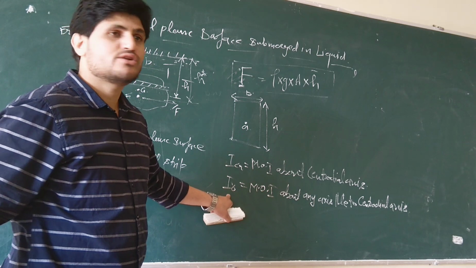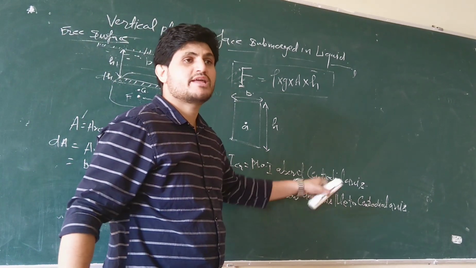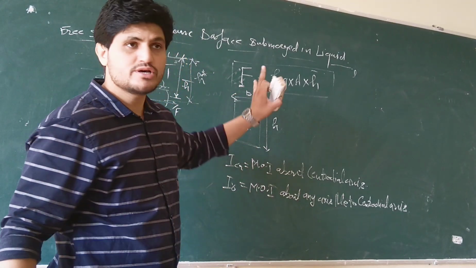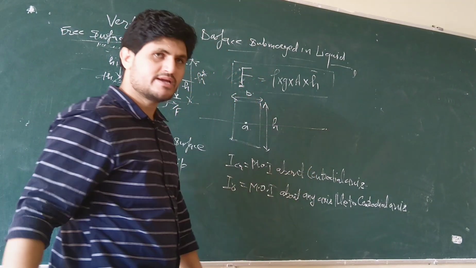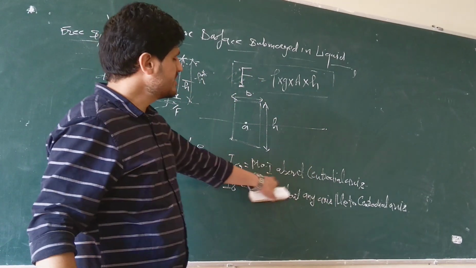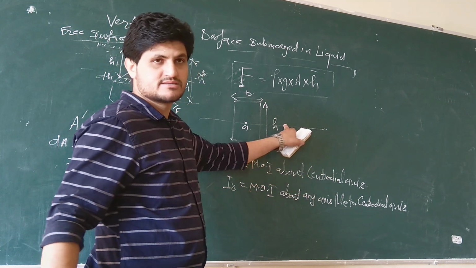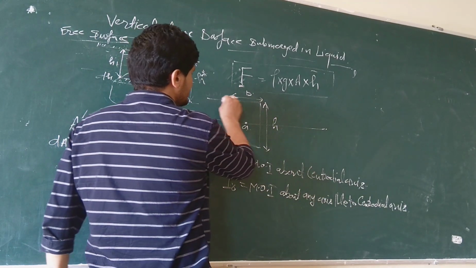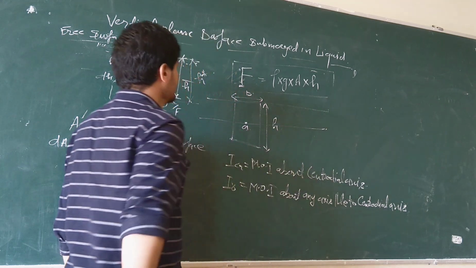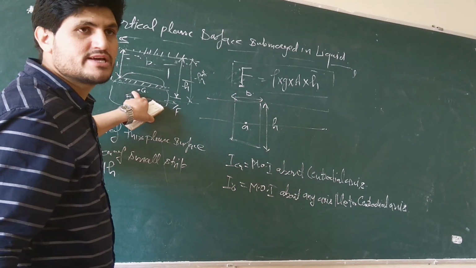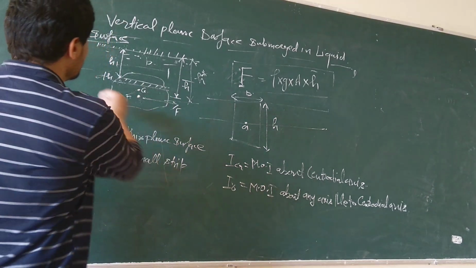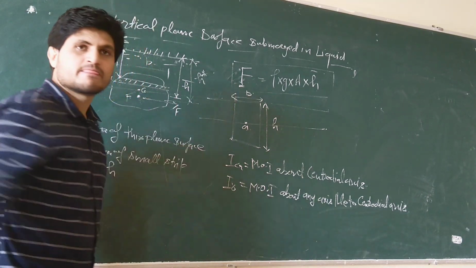What is I naught? I naught is the moment of inertia about any axis which is parallel to your centroidal axis. So if this is your centroidal axis, then Ig is the moment of inertia about this axis. And suppose here there is some surface, like the free surface of liquid here. Where will the centroidal axis of this body be? It will be here.